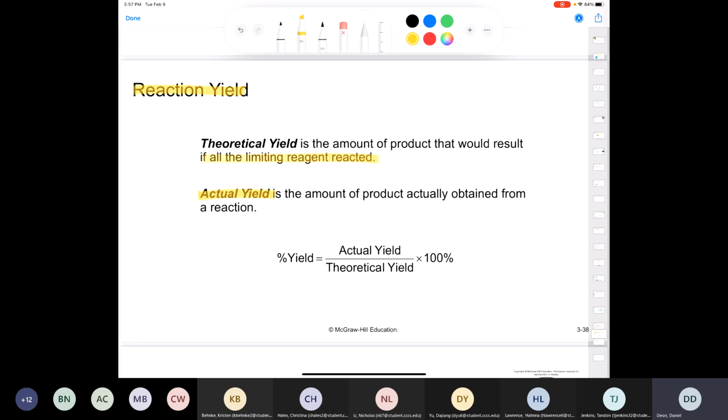Okay. And the way that we calculate our percent yield is we take what we get, our actual yield, we divide it by what we hoped to get, the theoretical yield, if all the limiting reagent reacted, we multiply it by 100%.